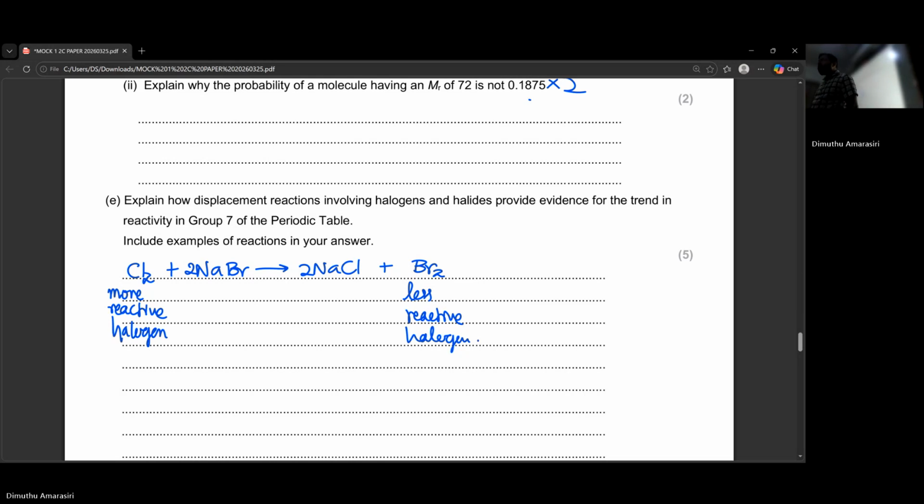From its halide. Okay. So if a halogen is added to a halide and there is an indication of a reaction, that means the added halogen is more reactive than the displaced one. That is a statement, and the example is chlorine added to sodium bromide.